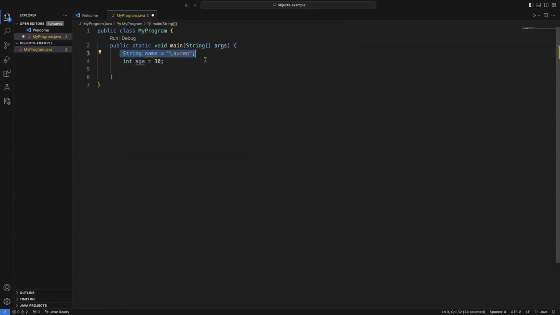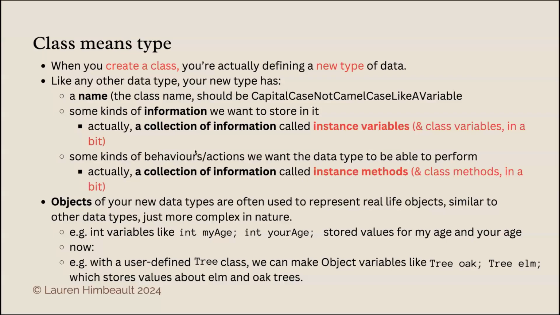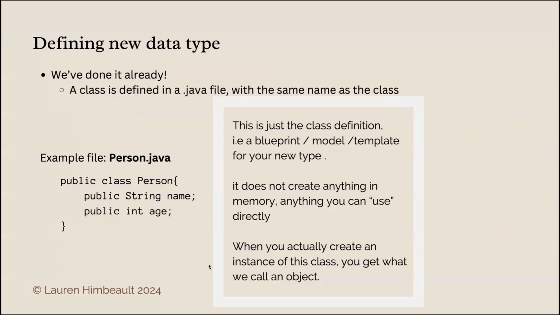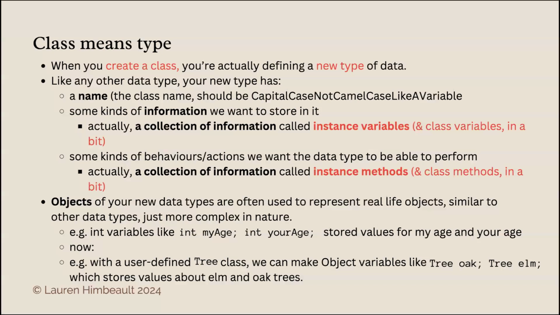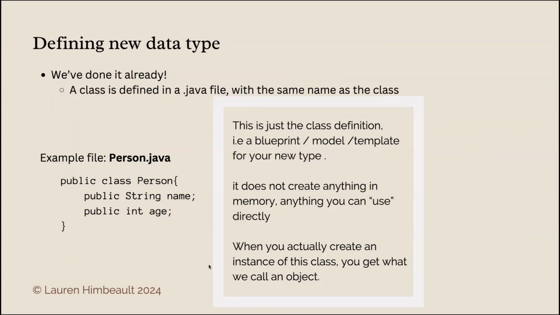But these are individual pieces of information. What a class is actually going to give us is the ability to group this information together, so that we can group all the defining characteristics of a data type in one object. With a user-defined tree class, for example, we can make object variables like tree oak or tree elm. So if we're going to make a person one, we can make a person instructor or a person student or a person child variable, just depends.